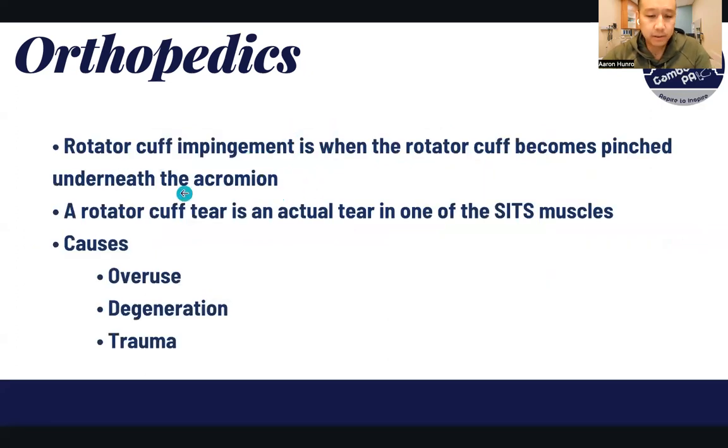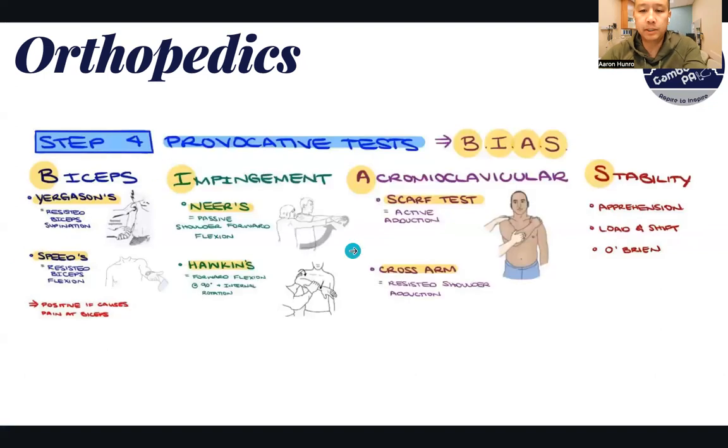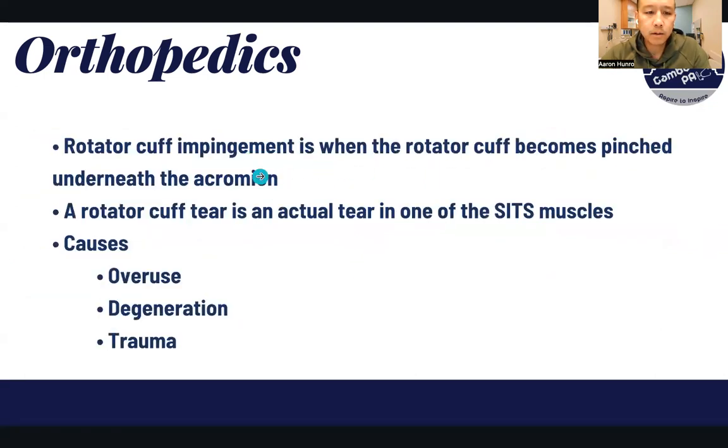All right. Rotator cuff impingement, as we mentioned right here, for the Neers and Hawkins test. It's when the rotator cuff becomes pinched underneath the acromion. Something feels like it's getting stuck and they have to kind of move it out of the way. And then a rotator cuff tear is, like I said, a tear of one of the tendons or the muscle itself.